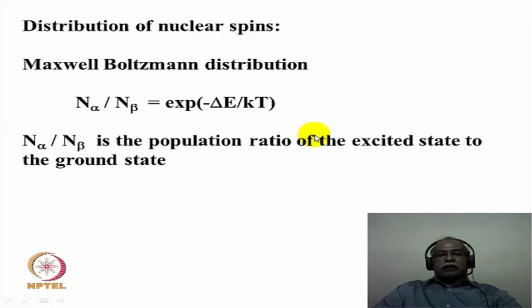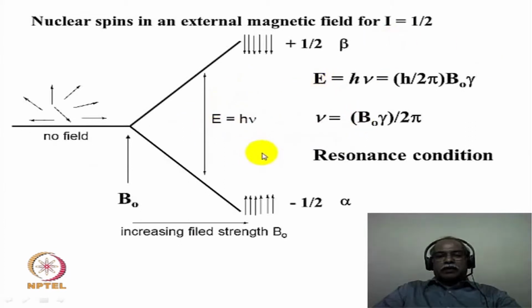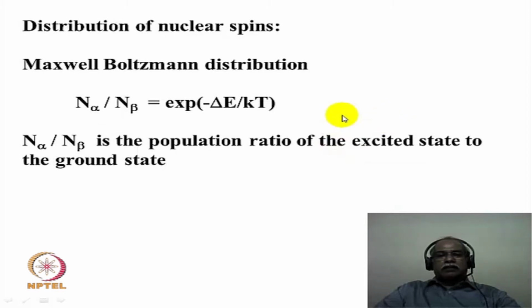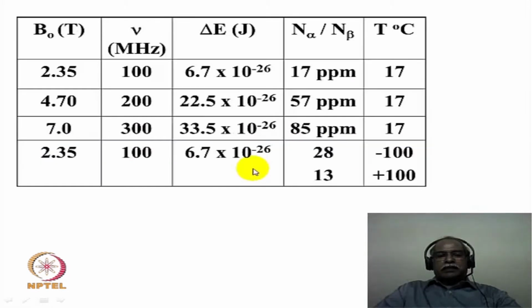Now once you set up the alpha and beta state, or the minus half and the plus half state, which is shown here, for example, this is the lower energy spin state and this is the higher energy spin state. Once you set up these energy levels, then one can easily calculate, using the Maxwell-Boltzmann distribution law, the population ratio between the excited state and the ground state, which is governed by the exponential to the minus delta E by kT, where k is the Boltzmann constant and T is the temperature at which the population ratio is calculated. The n alpha by n beta is the population ratio of the excited state to the ground state of the two spin states that we are talking about.